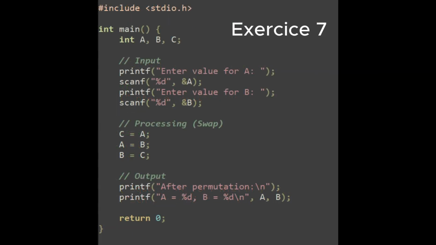Exercise 7. Variable permutation, swap. Objective: swap the values of two integers a and b. 1. Problem analysis. Inputs: integers a and b. Processing: use a temporary variable c to hold the value of a while swapping. c equals a, a equals b, b equals c. Outputs: display a and b after the swap. Explanation: to swap two variables, you cannot simply say a equals b and b equals a, because the first step, a equals b, overwrites the original value of a. You need a temporary container, variable c, to save the value of a before overwriting it.